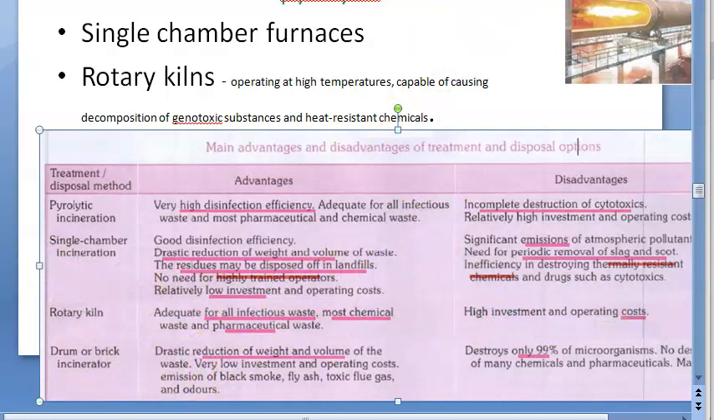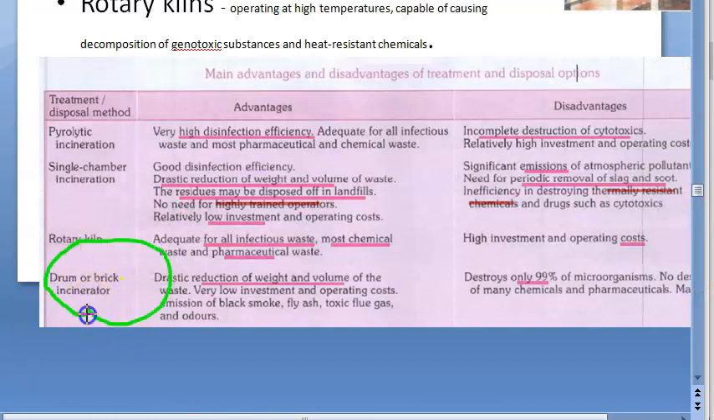And lastly, they have one more here in this table, interestingly. Drum or brick incinerator. So there's a drum or a brick. What is this? Drum or brick. Drastic reduction in weight or volume. Low investment, low operating cost, emission of black smoke. That's all we can remember here.